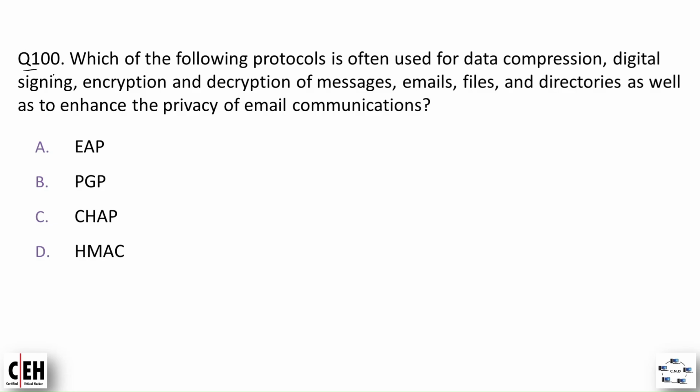Question number 100. Which of the following protocols is often used for data compression, digital signing, encryption and decryption of messages, emails, files and directories, as well as to enhance the privacy of email communication? Option A, EAP. Option B, PGP, Pretty Good Privacy. Option C, CHAP. And option D, HMAC. And the correct option is option B, PGP, Pretty Good Privacy.